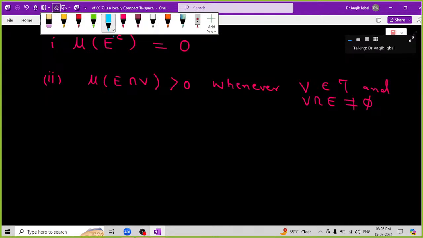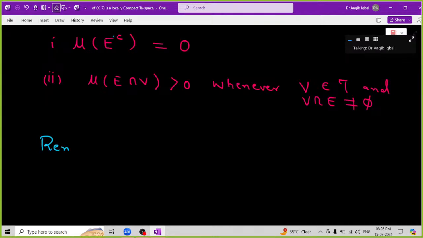I will consider some remarks. First we'll examine the scenario. If the support of a regular Borel measure mu defined on a locally compact T2 space, we will denote this support by this symbol SUPP mu. First we'll examine this case.